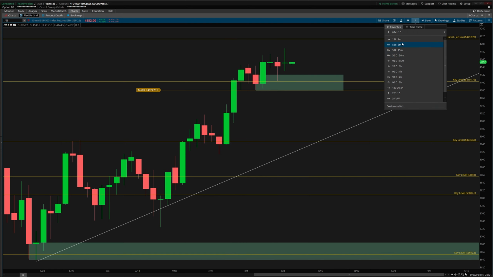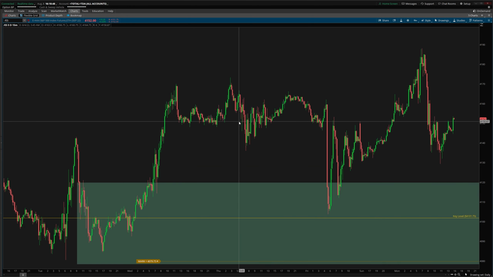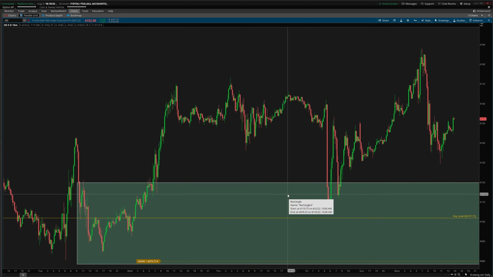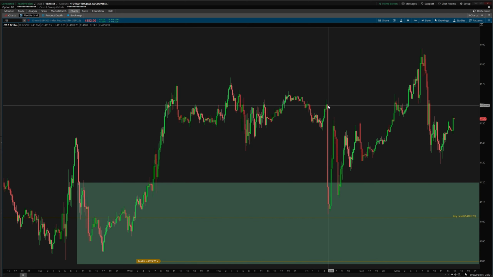So if we zoom into a smaller time frame like the 15-minute, on this day we had job numbers come out, and look exactly where we bounced in the pre-market. You sold off from about highs of 4,160 down to 4,100, and price bounced exactly in this daily demand zone from the rally base rally pattern we formed.